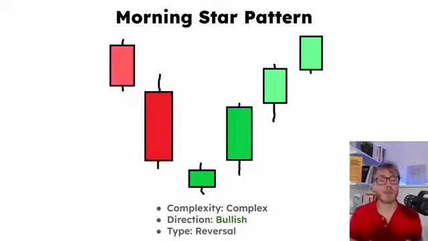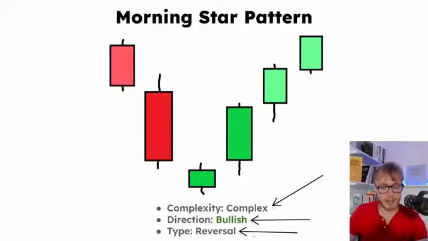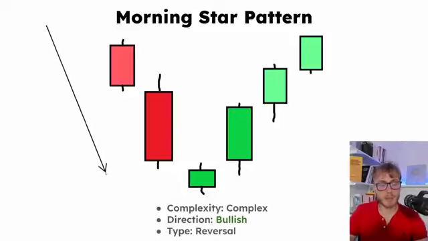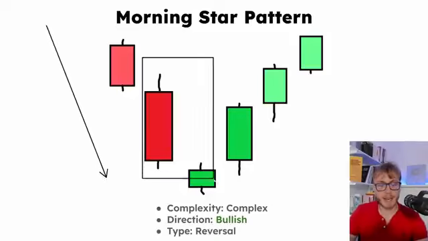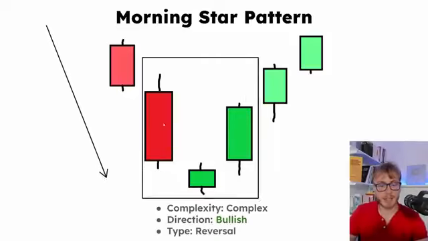Alright, so now it's time for a very iconic and pretty complex reversal pattern, and this is the morning star pattern. This pattern right here is indeed complex, and it's a bullish reversal pattern. So before the pattern appears, we want to see a downtrend. Then the actual pattern appears here, and as you can see, this pattern consists of 3 candlesticks, and the goal of this pattern is to reverse the price to the upside.